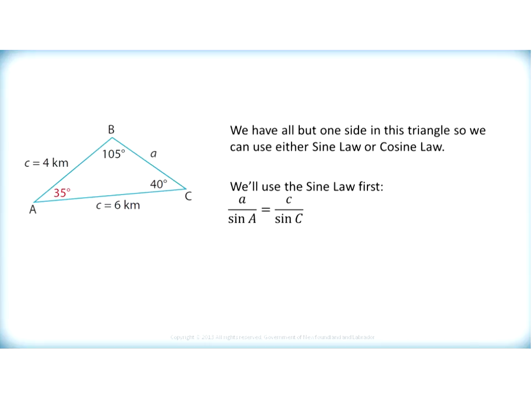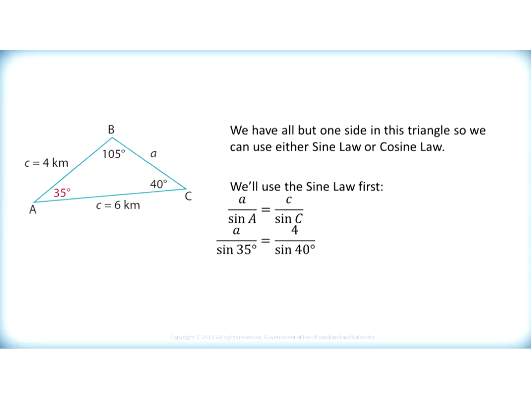A over sine A is equal to C over sine C. I just chose side C and angle C to go along with A and side A and angle A. I could have very easily have chosen side B and angle B, but this was the way I went. You could have very easily gone with side B and angle B yourself.